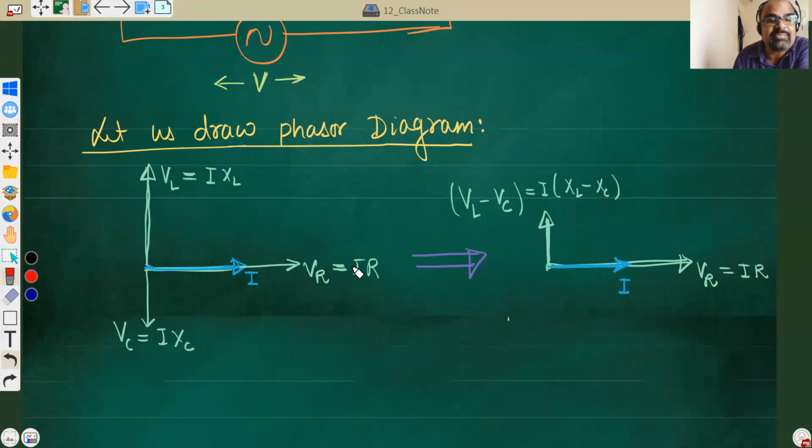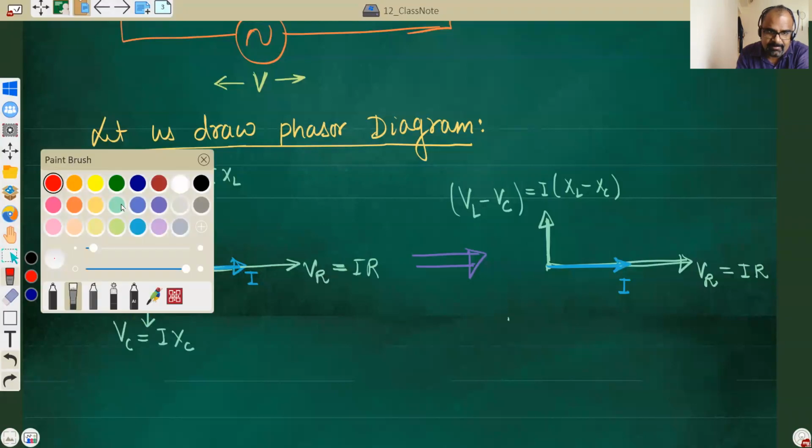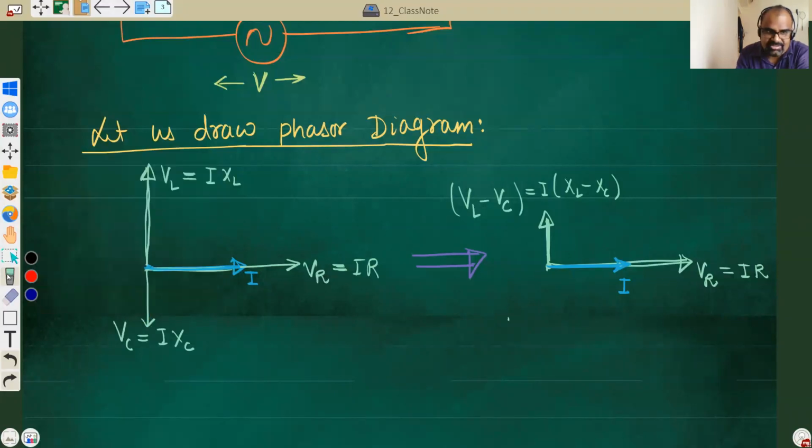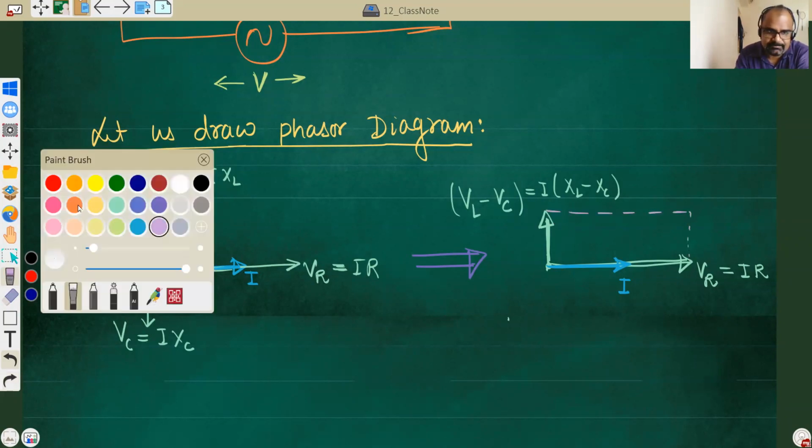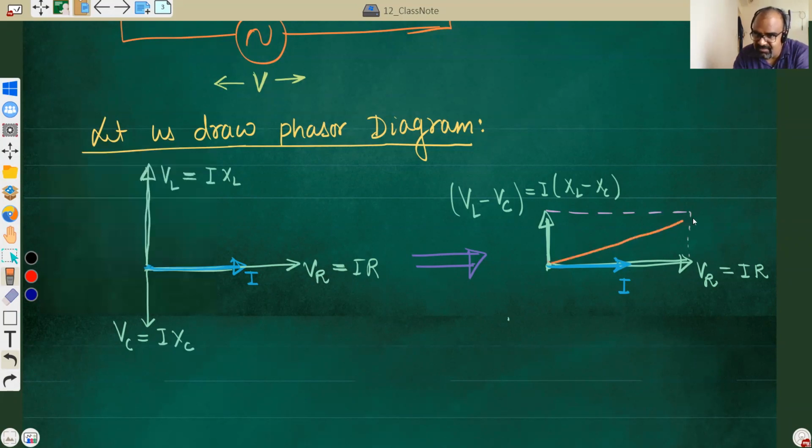Now it's time to finally add these. See, our aim was to add these three, sorry, our aim was to add this phasor, this phasor, and this phasor. So we have first added these two, and when we add these two, we get this. Now finally we will add these two. How to add these two? Well, we will create a parallelogram, and then this will be the resultant phasor.